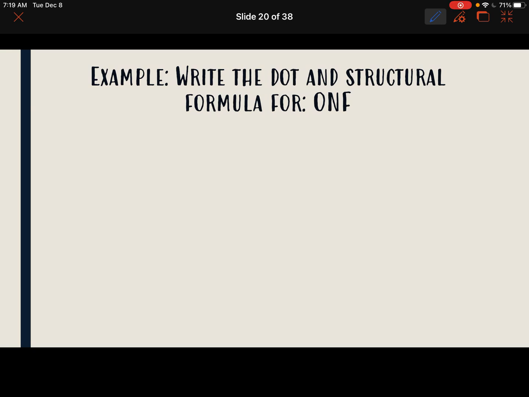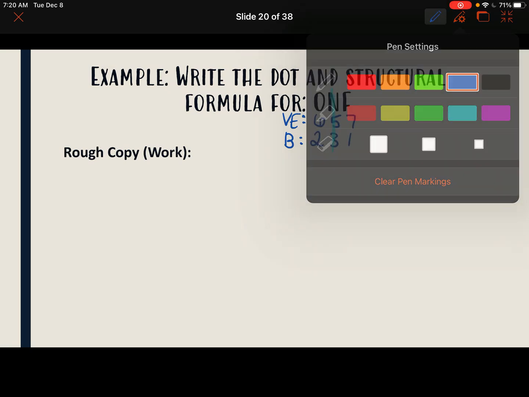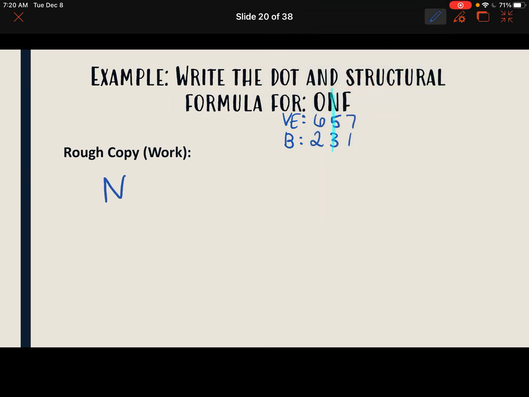Now the next one is O, N, and F. So we have 3 different elements here. So we're going to determine the valence electrons and the bonds. Oxygen has 6 valence electrons, so it needs to make 2 bonds. Nitrogen has 5 valence electrons, so it needs to make 3. Fluorine has 7, and so it needs to make 1. Now again, we've got to determine which of these elements is going to go in the middle, and that's the one that needs to make the most bonds. And I see here that nitrogen has 5 valence electrons and needs to make 3 bonds, so nitrogen is going to be the one to go in the middle.